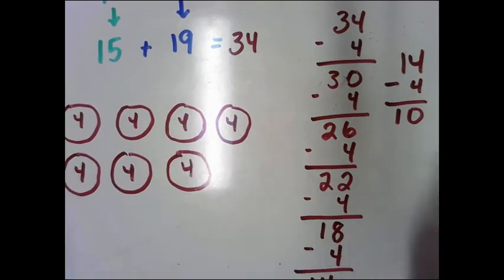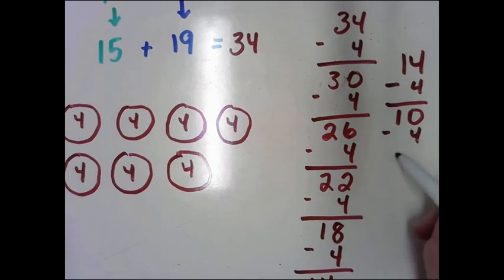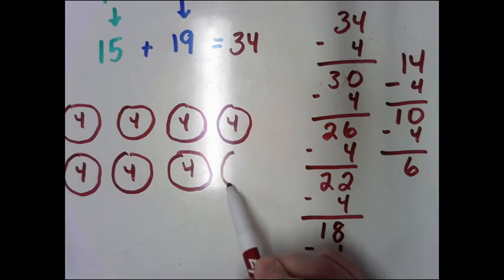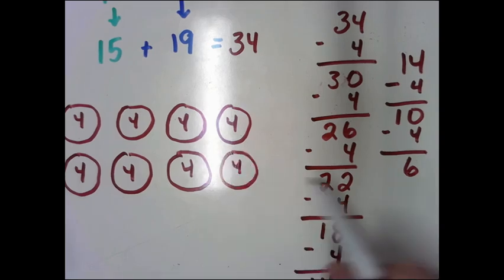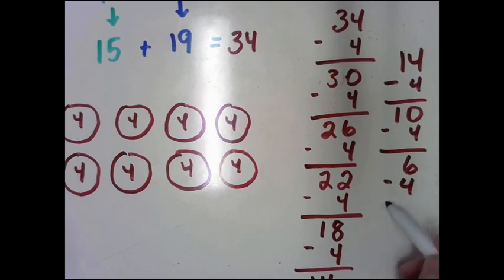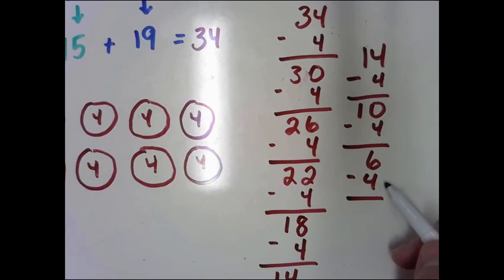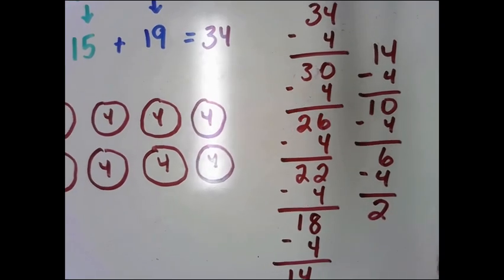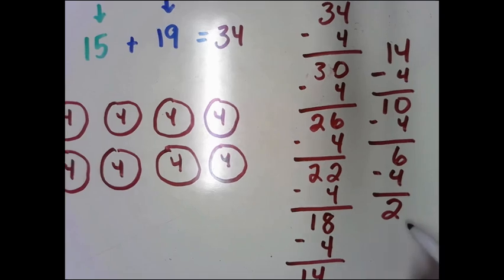Take 4 more. That's 10 take away 4. We had 10 kids left. We seated 4. That leaves us with 6 more kids left to put at a table. All right, so here we are, 1 more table. So we had 6 kids. If we take away 4 kids and put them at a table, that leaves us with 2 kids left to put at a table. But wait a minute.